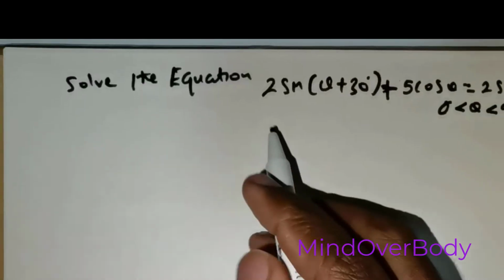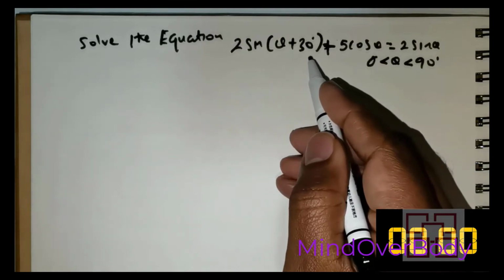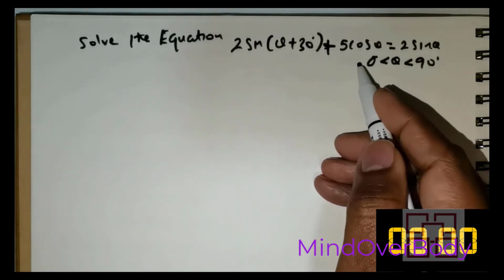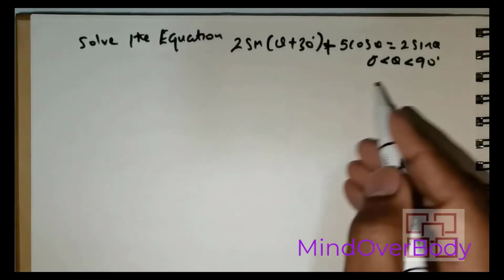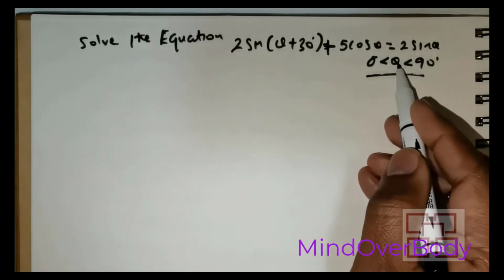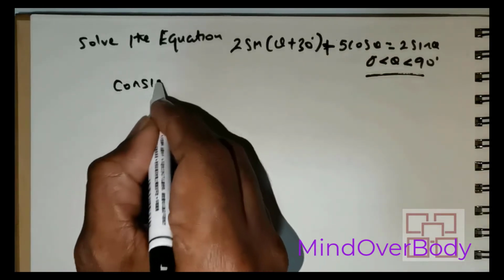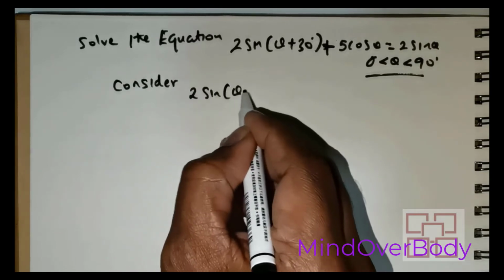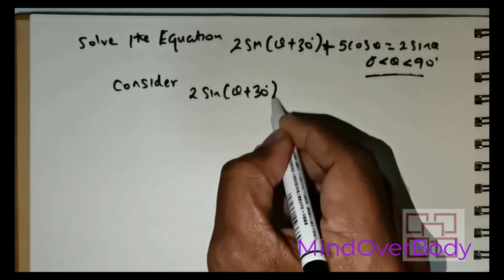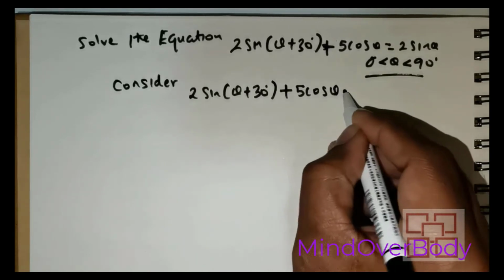Students, in this class we will discuss this question: 2 sin(θ + 30) + 5 cos θ = 2 sin θ, where θ lies between 0 and 90. So we are expected to solve this. First, let us consider 2 sin(θ + 30) + 5 cos θ = 2 sin θ.